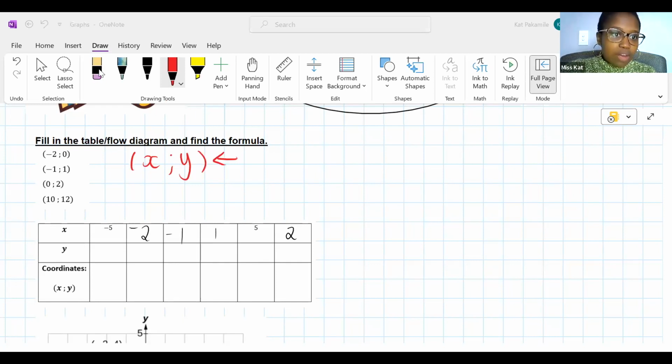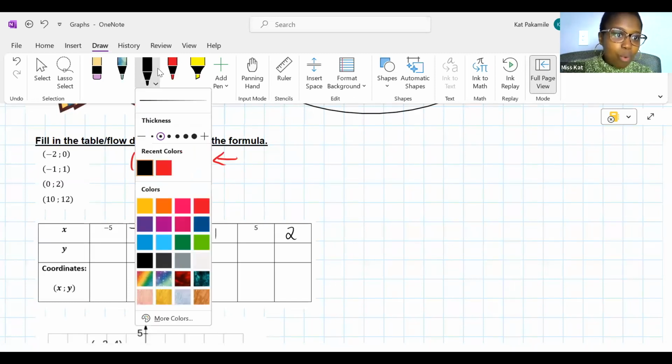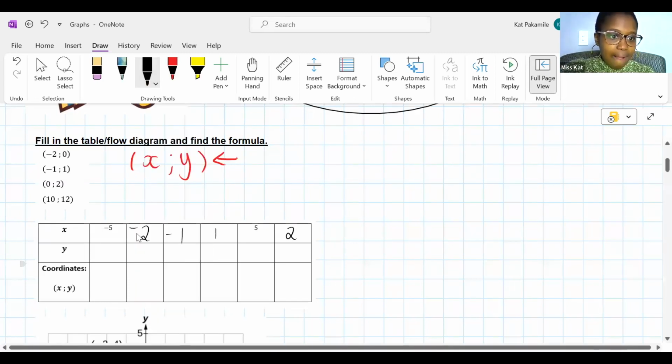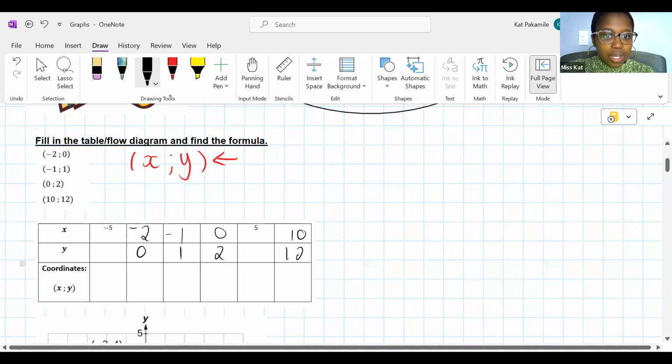Okay, so we had written those, and if those are my x values, then my y values would have to be what? For -2, it's 0. For -1, it's 1. Why did I write the 1? Nobody knows. That's why I didn't have enough space. This is supposed to be 2 and 10. For 2, what's going on? 0 and 5 and 10. There we go. For 0, my y coordinate was 2, and for 10, it was 12.